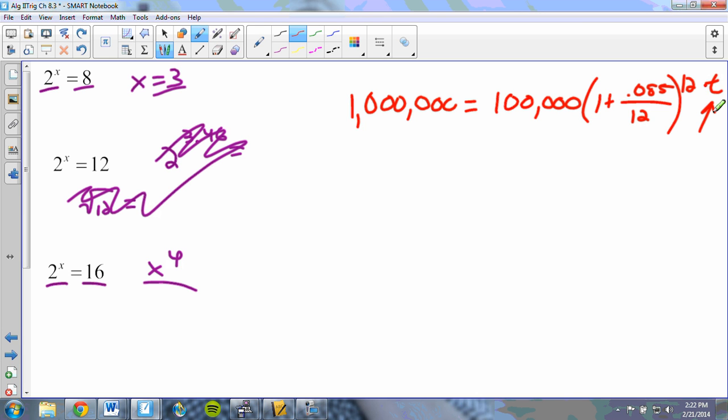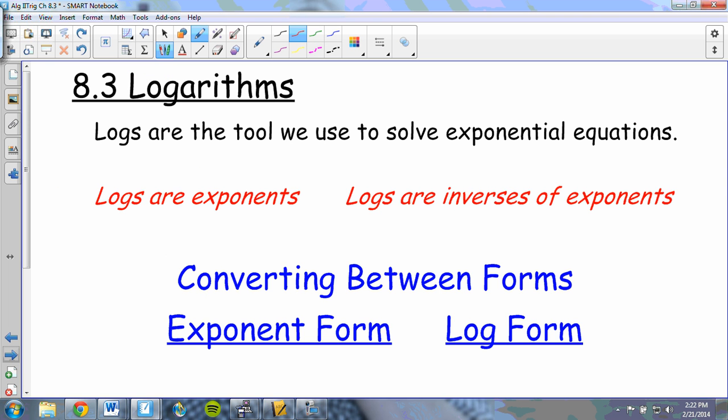But we can't answer it because this variable up here is in a power. And when the variable is a power, we don't really know how to solve it. If we can't answer this question, there's no way we can answer that question. And we don't want to do it by guess and check. We need a new tool. That new tool is called logarithms. It's our new section today. A logarithm is a tool we use to solve exponential equations.